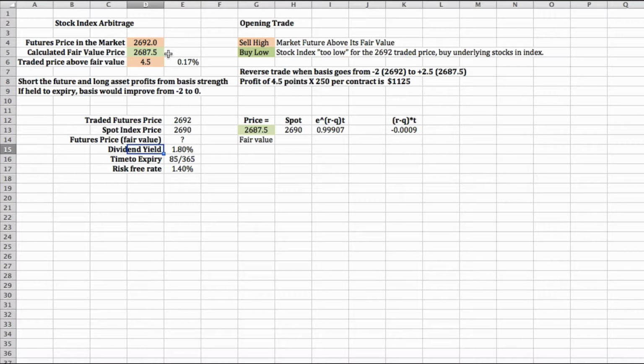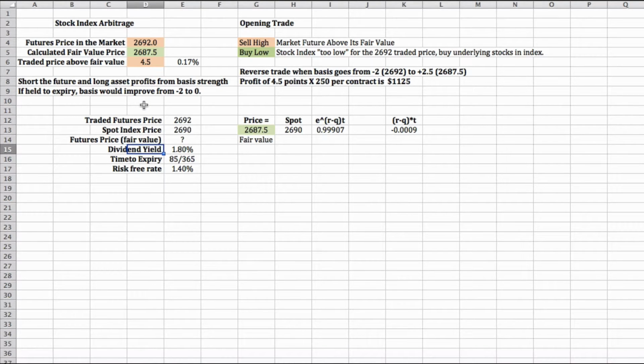But as you get out to 4 or 5 points, definitely program trading would kick in, and the market would do what all markets do: sell high, buy low. What's high? Well, the futures price in the market is the high object. What's low? The stocks in the underlying index are cheap relative to that futures price in the market. So we'd sell the future, buy the underlying stocks, and we'd wait for this difference in future to fair value pricing to narrow.